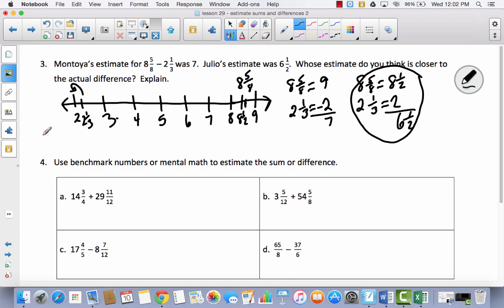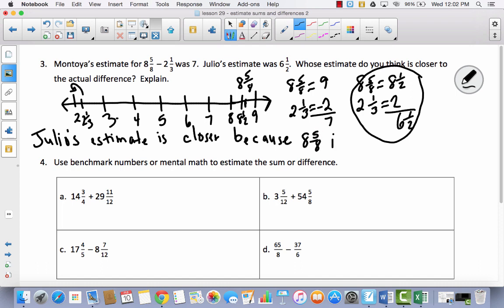Well, we would say that Julio's estimate is closer because 8 5/8 is closer to 8 1/2 than it is to 9. So because 8 5/8 is closer to 8 1/2 than it is to 9, then when you round it to 8 1/2, you get a closer estimate.